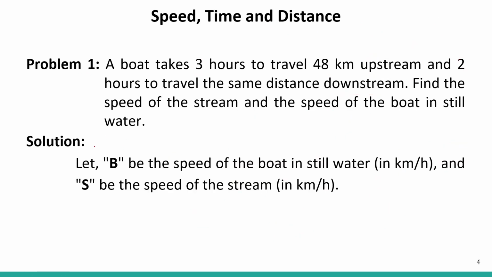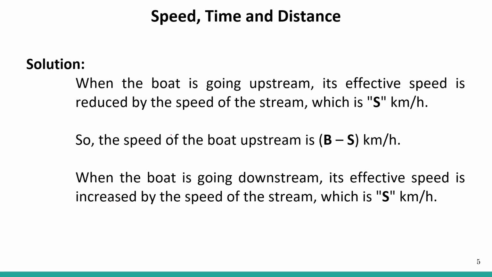So let's see the step-by-step solution. Let B be the speed of the boat in still water and S be the speed of the stream. When the boat is going upstream, its effective speed is reduced, so speed of boat minus speed of stream. When the boat is going downstream, its effective speed is increased by the speed of the stream.